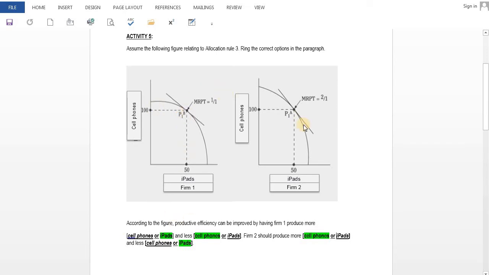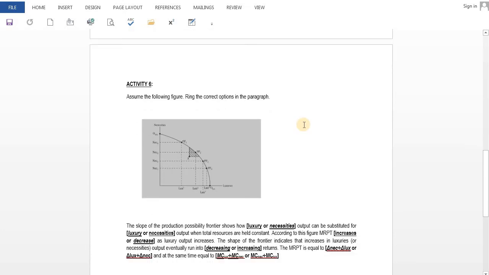Now let's move over to the last one. Again, activity 6 says assume the following figure, and you have to ring the correct option in the graph. We are given a production possibility frontier, with necessities on the vertical axis and luxuries on the horizontal axis. Mathematically, you know that the slope of this curve is the change in y over the change in x, where the change in y is necessities and the change in x is luxuries.